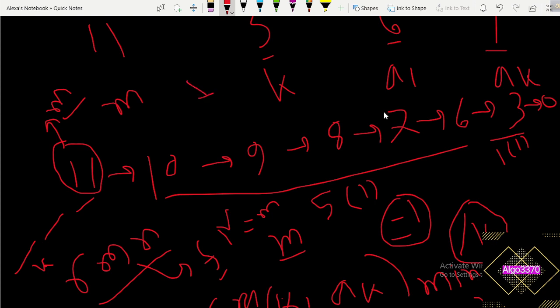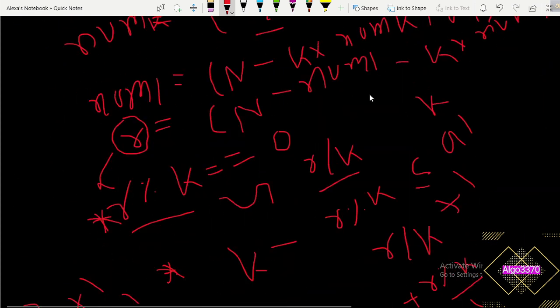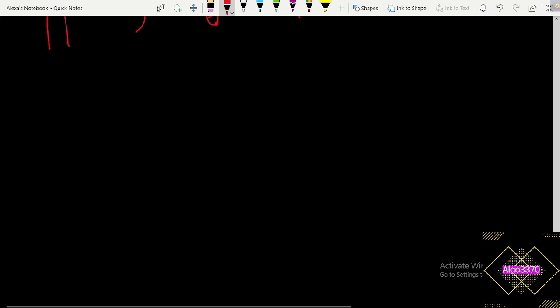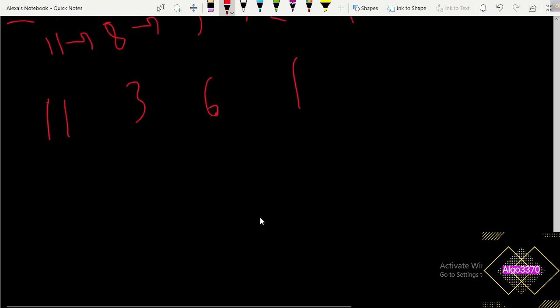This is 1. This reducing sequence comes from this calculation, that is how many coins we will skip here. This calculation will be solved from this equation. So 11, 3, 6 and 1. So what is our first possibility?